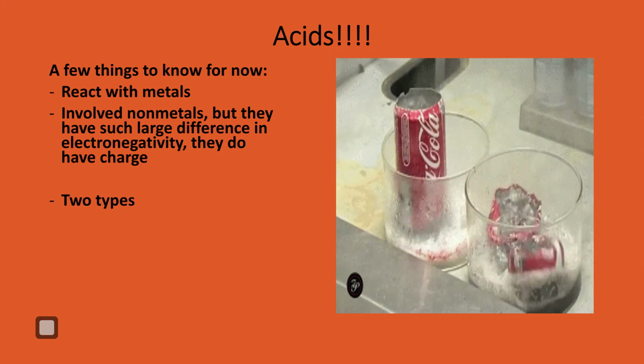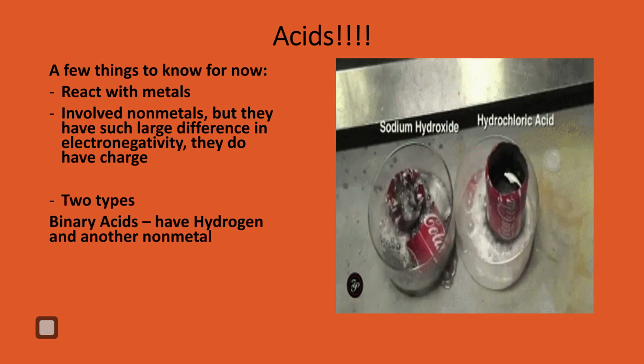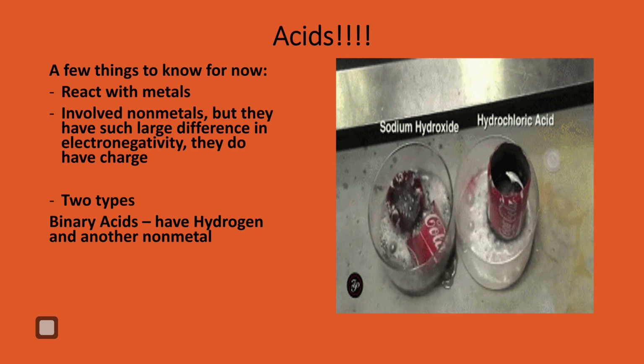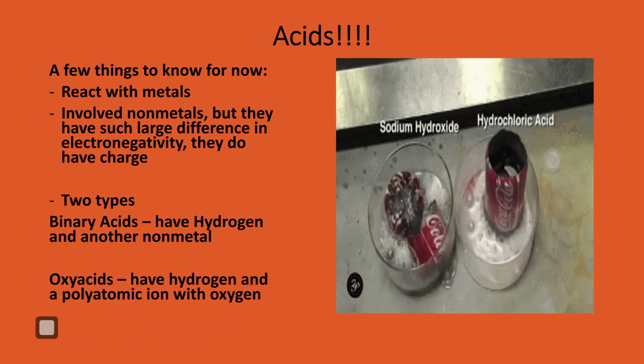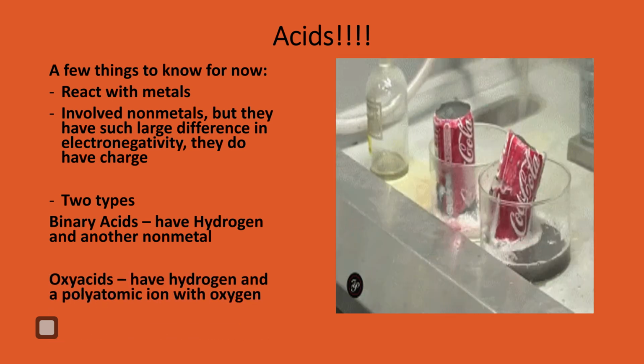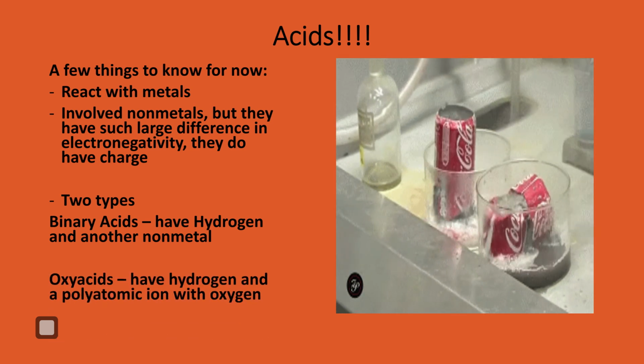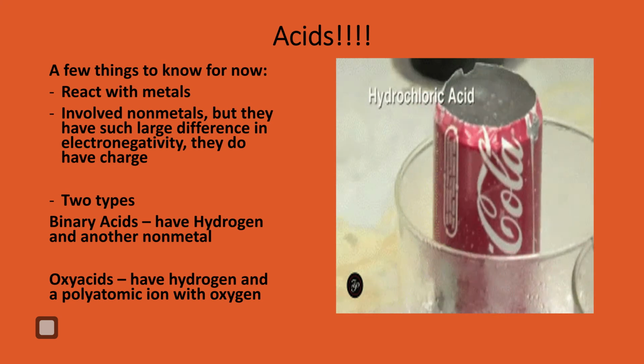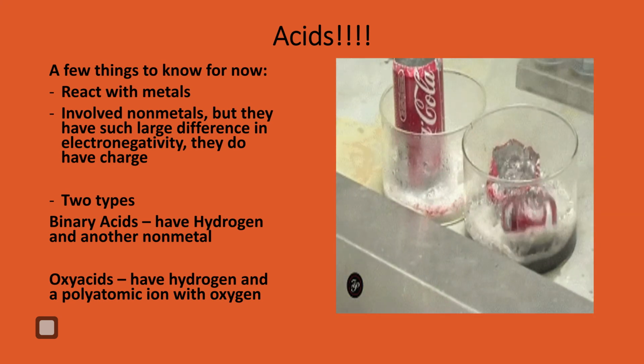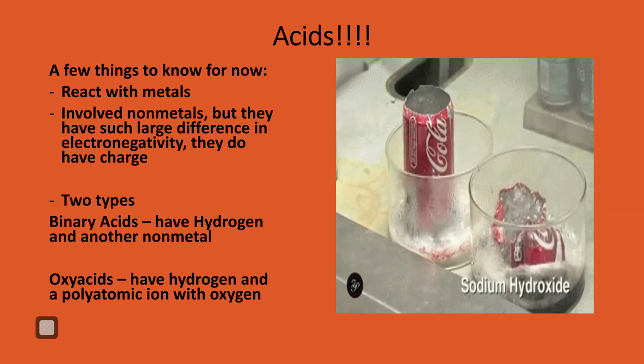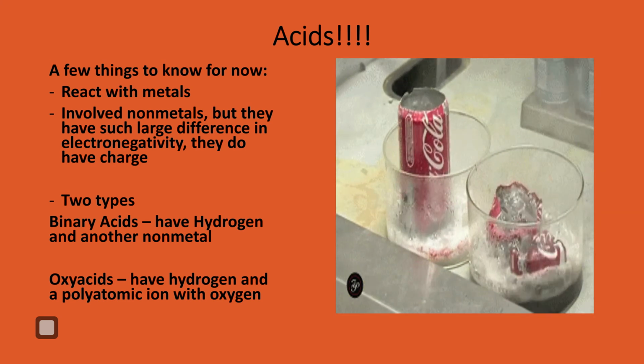There are 2 types of acids. We have what are called binary acids. They have hydrogen and another nonmetal. And then there's what's called oxy acids. They have hydrogen and a polyatomic ion with oxygen. So in other words, they have hydrogen, and then it's either an element off the periodic table or it's an element off the polyatomic sheet.